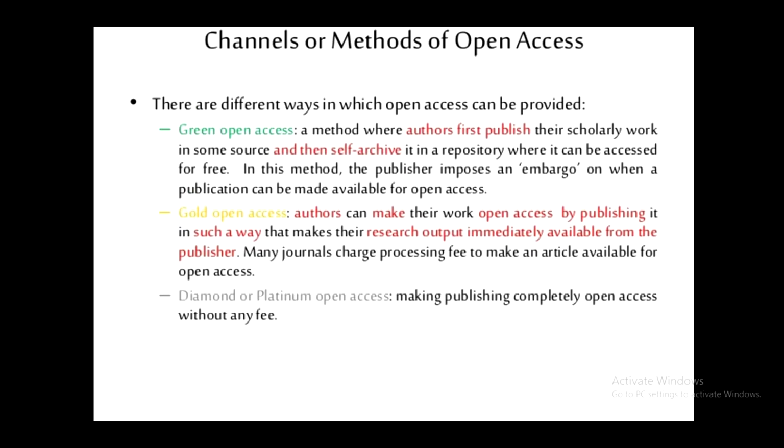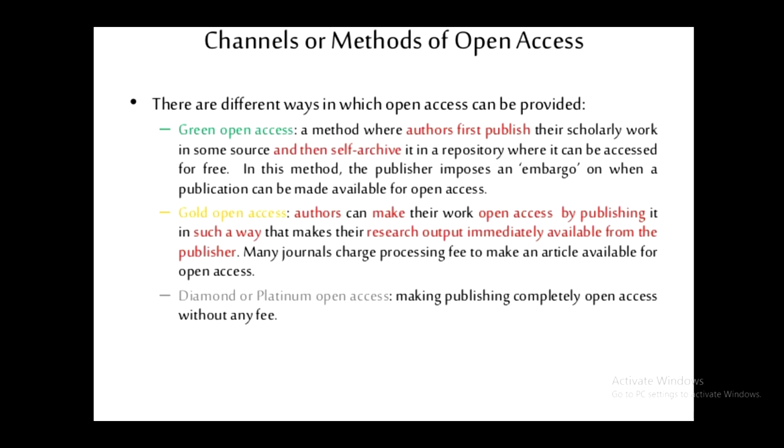Okay. Next one is channels or methods of open access. So there are some methods through which open access can be provided. Okay, there are different ways in which open access can be provided. First one is green open access, second one is gold open access, and third one is diamond or platinum open access. Green open access is a method where authors first publish their scholarly work in some source and then self-archive it in a repository where it can be accessed for free. In this method, the publisher imposes an embargo on when a publication can be made available for open access.